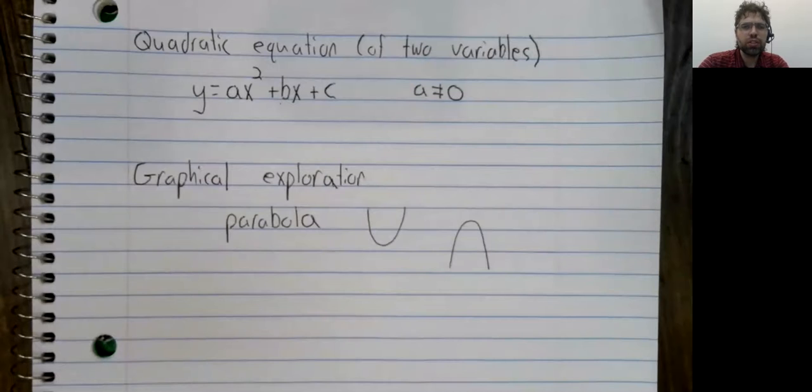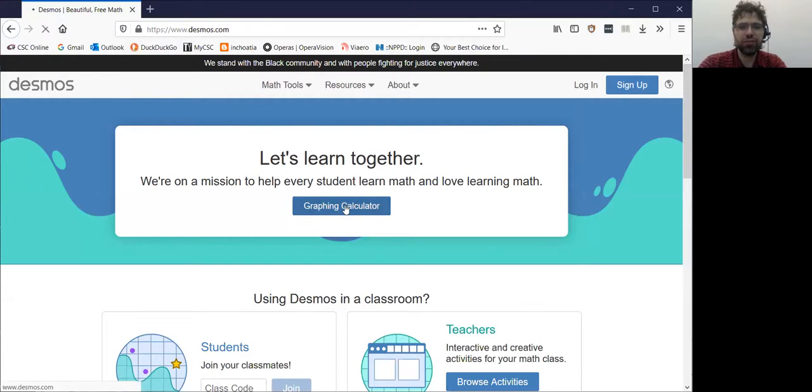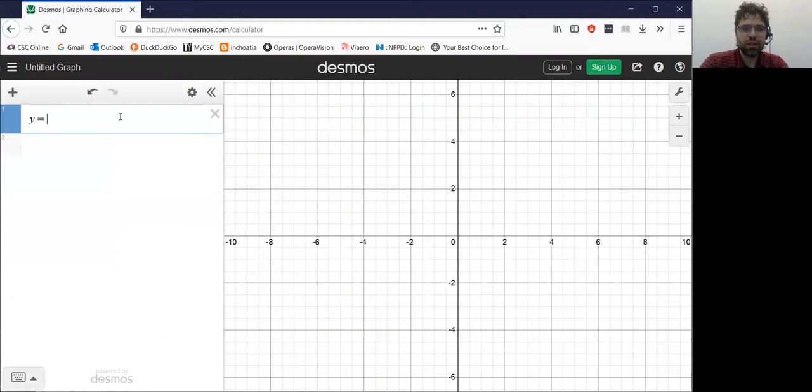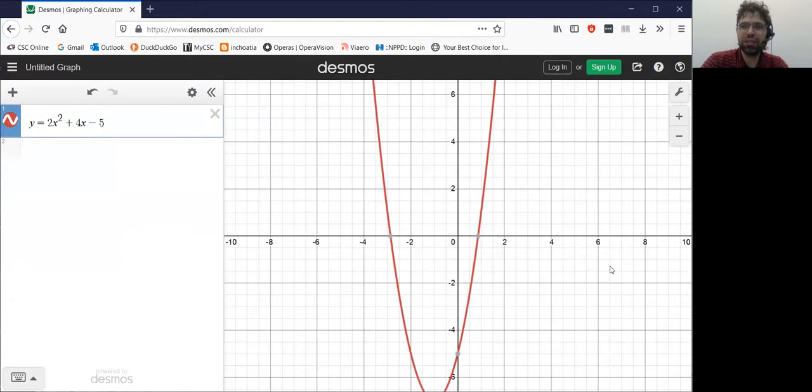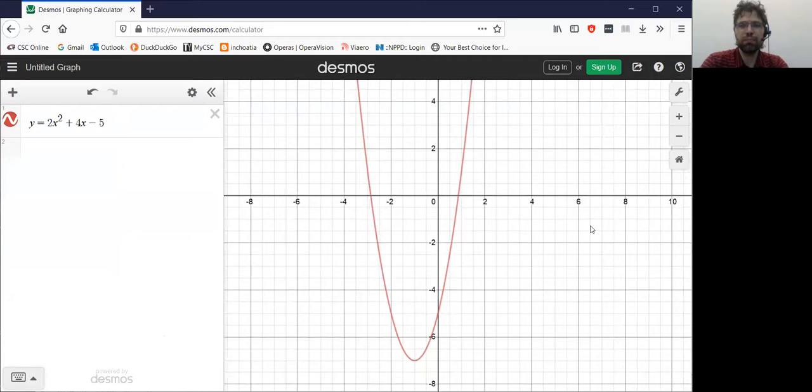And if you'll give me just a minute, I'm going to bring Desmos up, an online graphing utility, so that we can look at a few parabolas drawn more neatly than my sort of scribbling in the notebook. Here's an example of a parabola. You see it has, as I said, that kind of U shape.